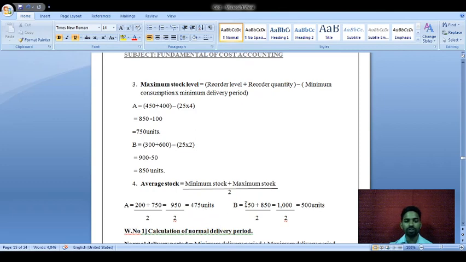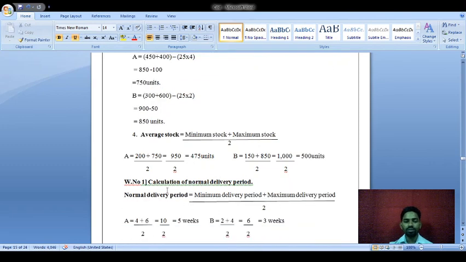Okay, now for the B purpose, what's the minimum stock? It's 150 plus maximum stock, which is 850, divided by 2. So 150 plus 850 is equal to 1000, divided by 2. The answer will be 500 units.